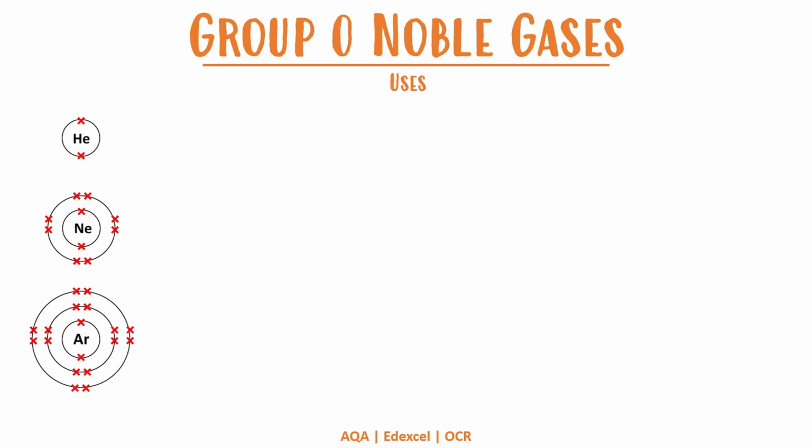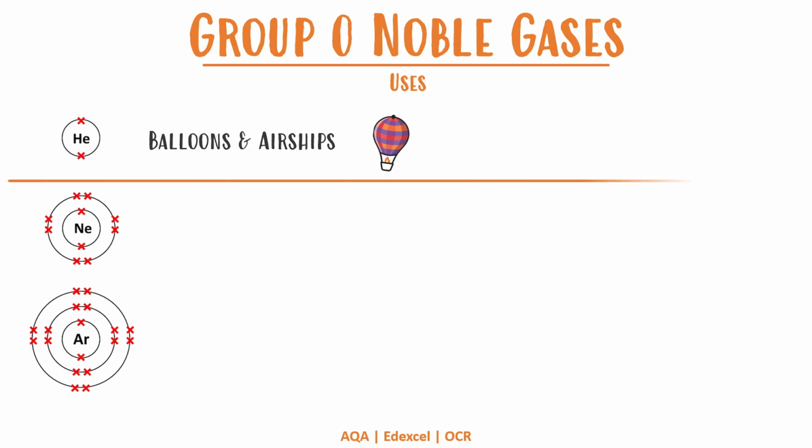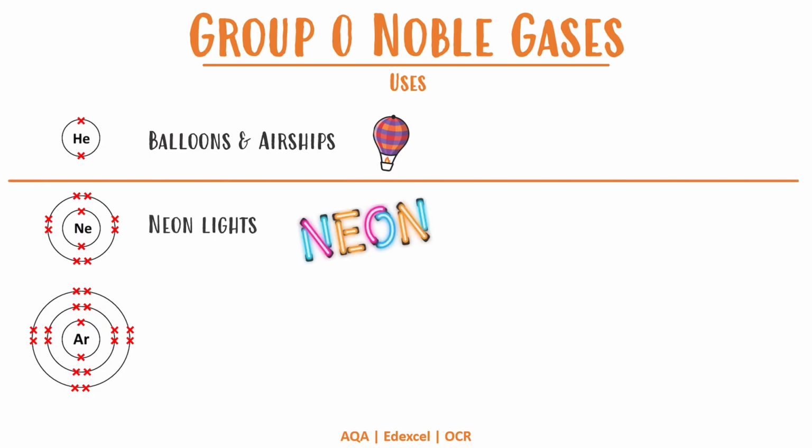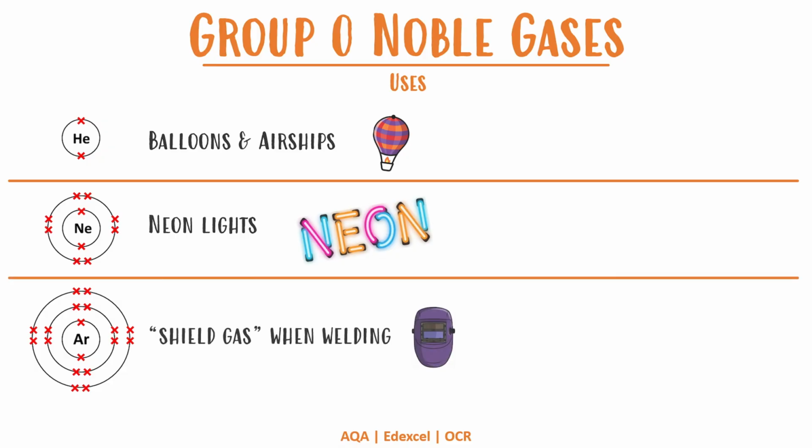Right, their uses. Helium you'll find in balloons and airships, and this is due to its density being less than air, allowing it to float. Then we have neon, quite simply found in neon lights. And lastly, argon, which will form a gas shield when used in things like welding to protect the user from the high heat.